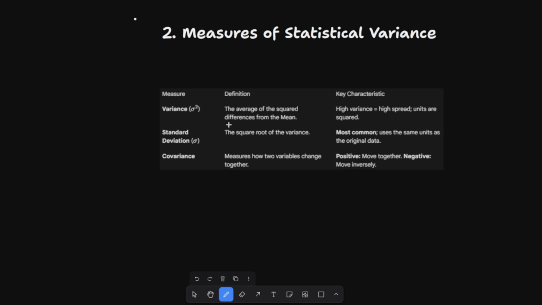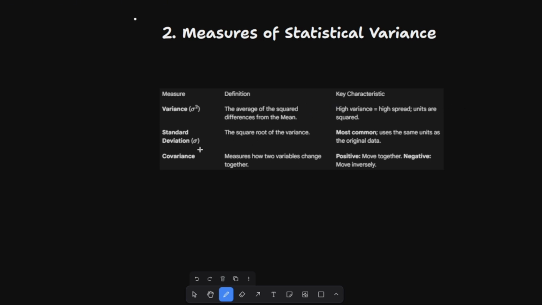If they ever asked you to calculate, it would take quite a while, so really make sure that you're familiar with the definition instead. So the characteristic about this and what you really need to pick up from this is that if the variance is high, the spread is high. This means that the data points are more spread apart. And this is because the units are squared.